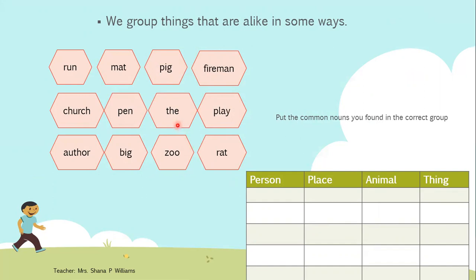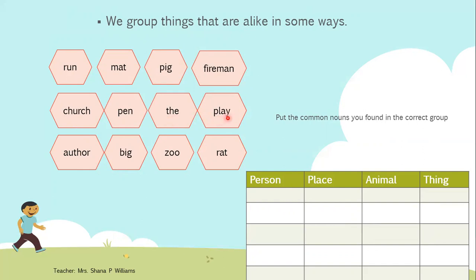The. T-H-E. Is the a person, place, animal, or thing? None of the above. Very good. The is not a common noun. It doesn't name anything. All right.